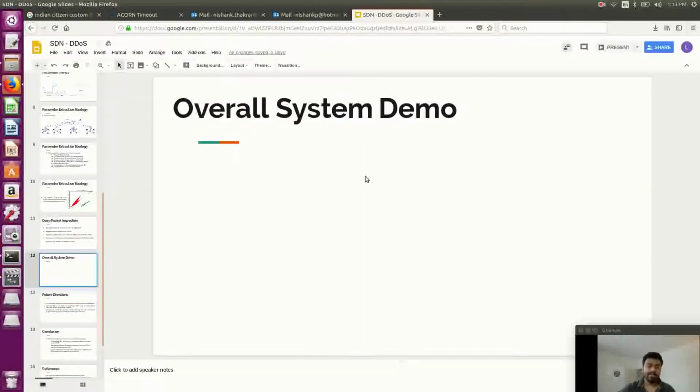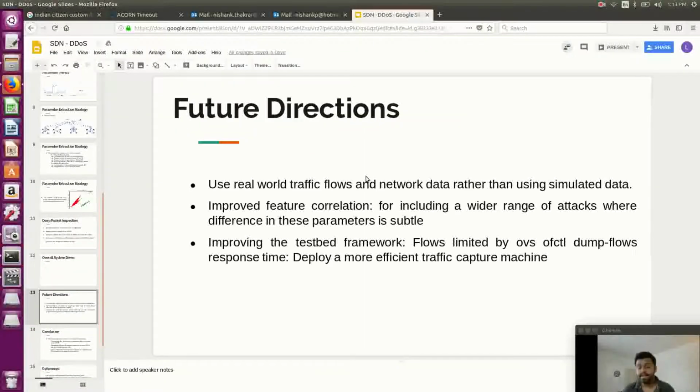And now I'll be moving on to the next slide, and that's the future directions of this project. One could be the use of real world traffic, because real world traffic would help to simulate or understand the metrics of normal traffic better. That way we can segregate the normal traffic from DDoS traffic better. And one more thing that we would like to improve is the feature correlation. That would include a wide range of attacks where the difference between those parameters is really subtle.